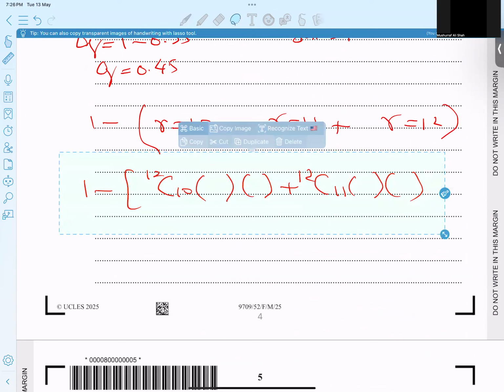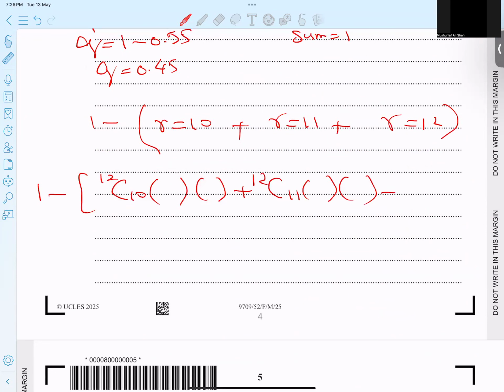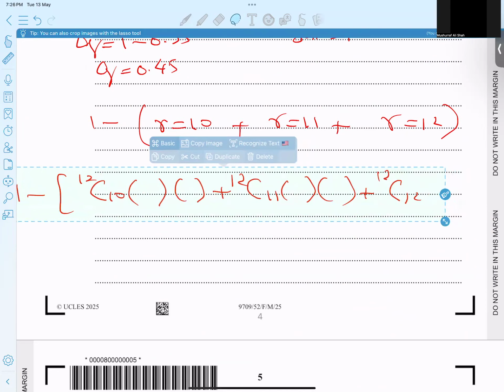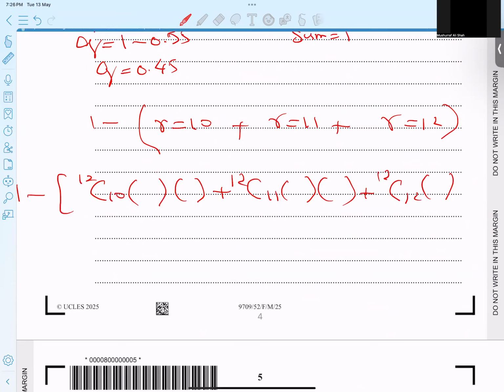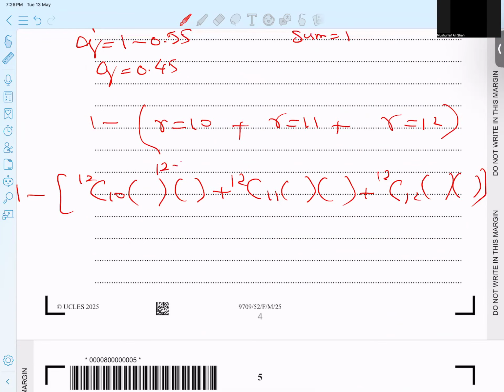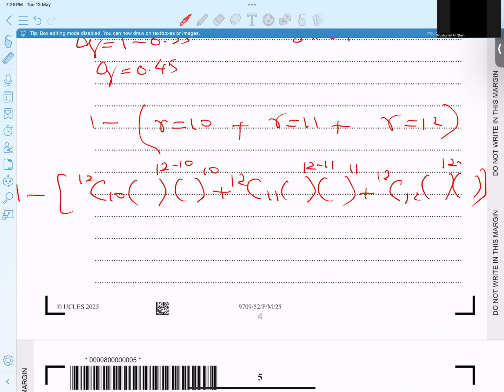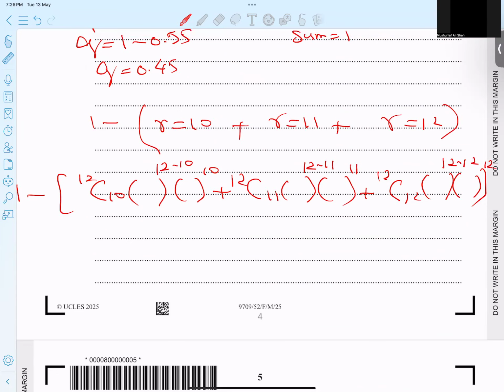12C12. Sorry for that, I need some more space. Okay, again, 2 brackets. And for the first number, we get 12 minus 10, here 10; 12 minus 11, here 11; 12 minus 12, here 12, inside the bracket.